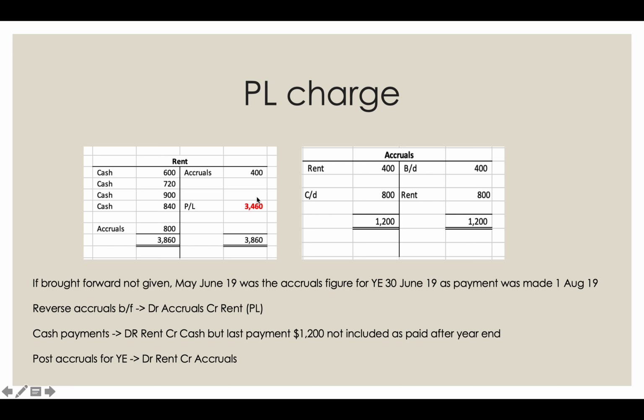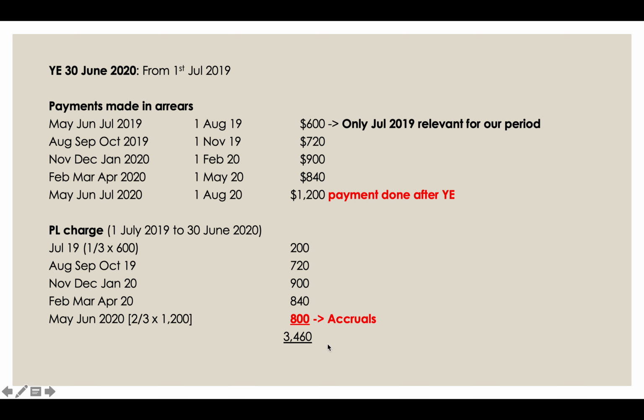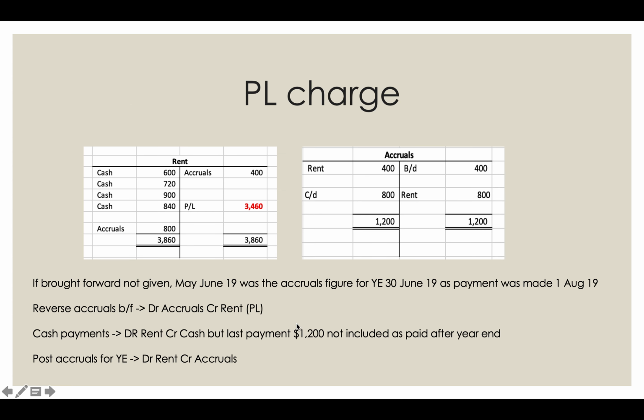Therefore, to show that the T accounts give the same answer, your P&L charge is just the same figure as this one. Same for your accruals, 800. The carried forward figure is the same.